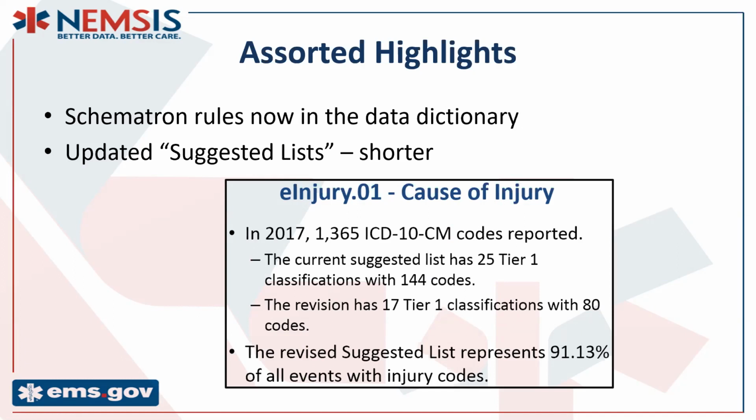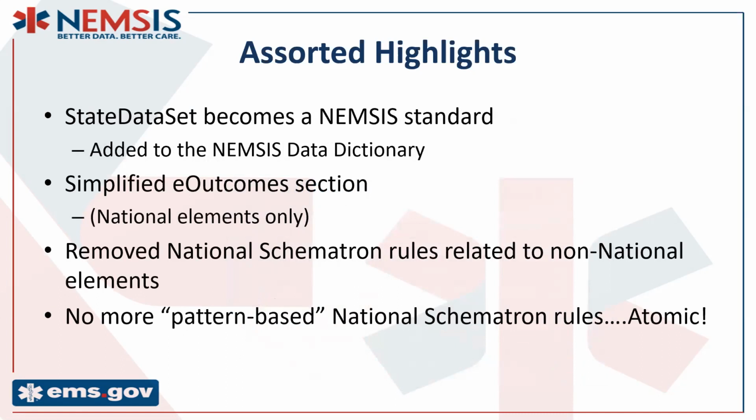Well, we actually took all of the cause of injuries that were reported in 2017 through 2019 and then redid those lists so that all the lists are now shorter. For example, cause of injury drops from 144 codes to 80 codes, but we ensured that it captured at least 90% of all of the causes of injury that have been reported during those 3 years. So that should be helpful as well to reduce the burden of looking through those exhaustive lists.